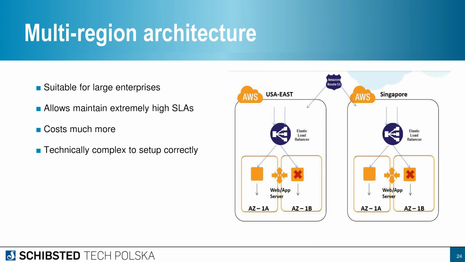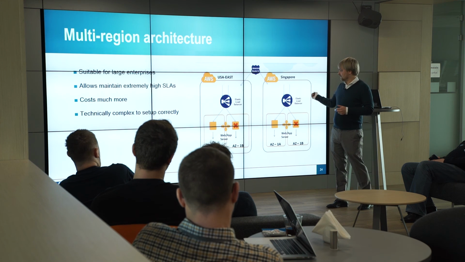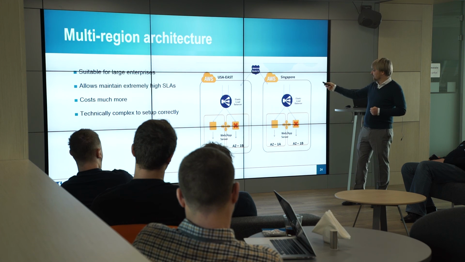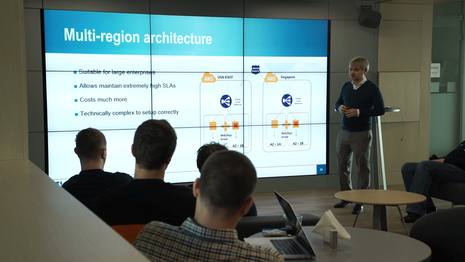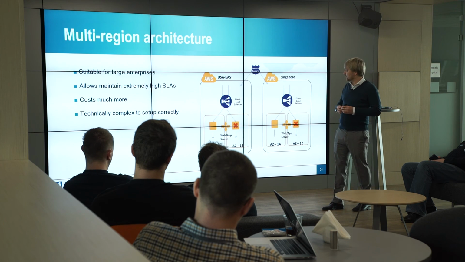There's, of course, one more level of high availability and disaster recovery, which is multi-region architecture. So you deploy a mirror of your infrastructure in two regions, and you use Amazon Route 53 to drive traffic to one region or the second region. But this is a very costly solution, good for big enterprises, for large companies, which must maintain a very high SLA. And it's quite difficult to get working correctly.